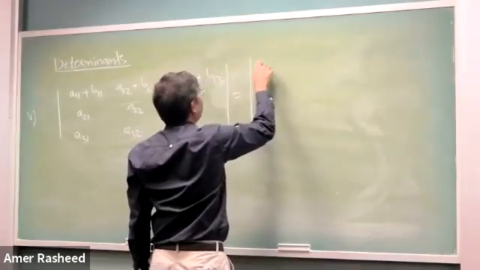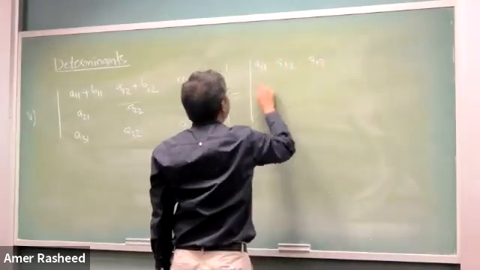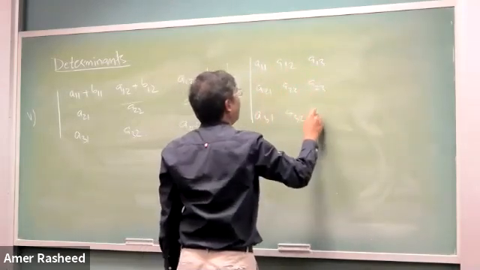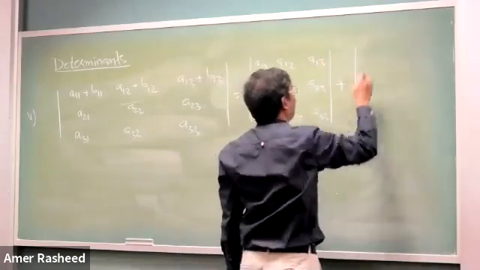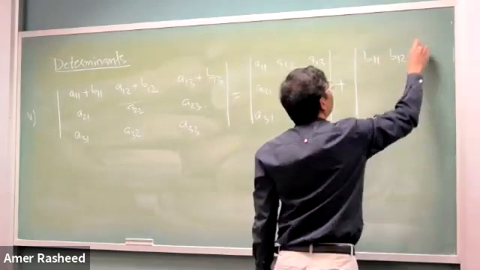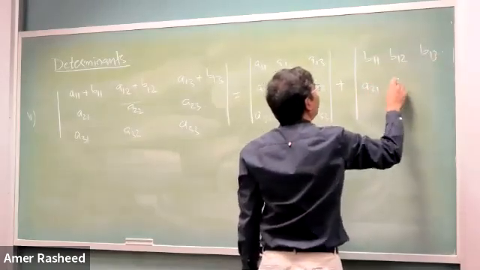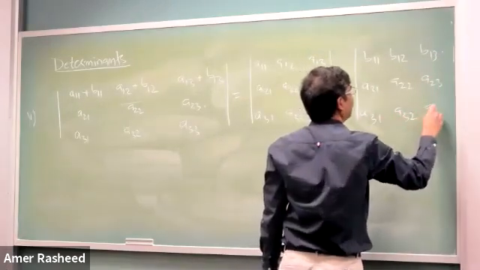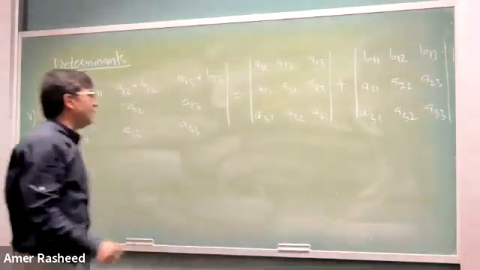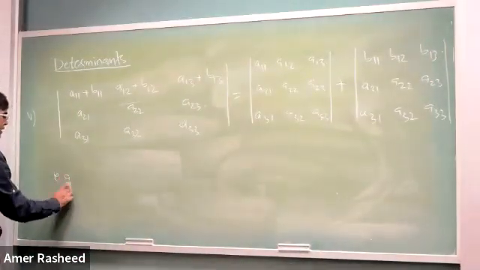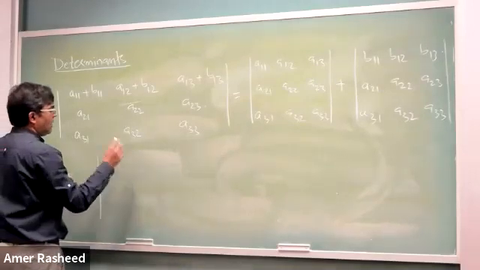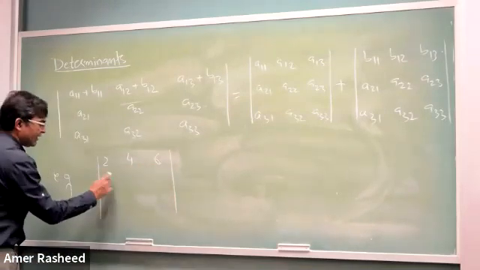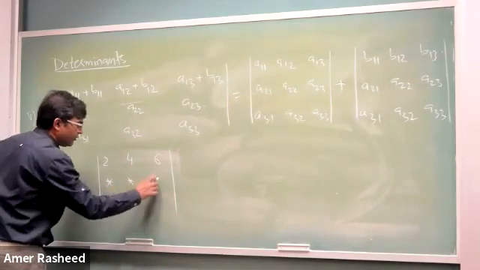So you can write it in this way: determinant of A11, A12, A13, A21, A22, A23, A31, A32, A33, plus determinant of B11, B12, B13, and then A21, A22, A23, and then A31, A32, and A33. Okay? For example, if we have a determinant with first row 2, maybe 2, 4, and 6, and here whatever the entries are, we don't know.